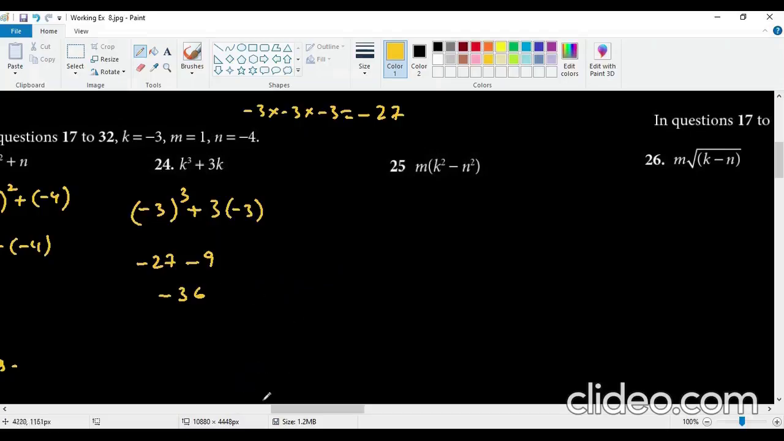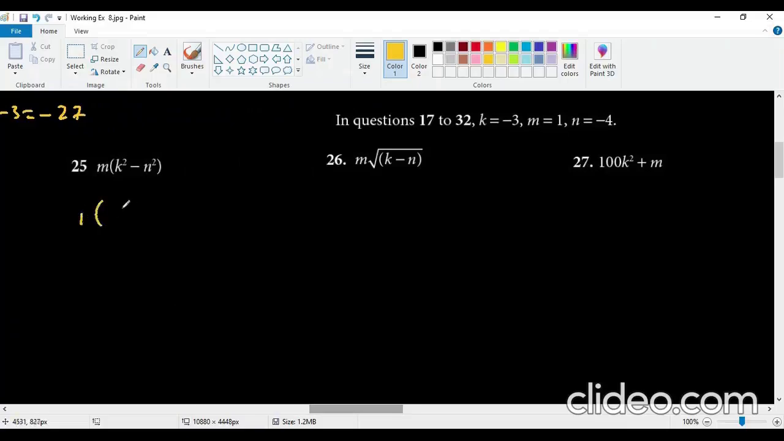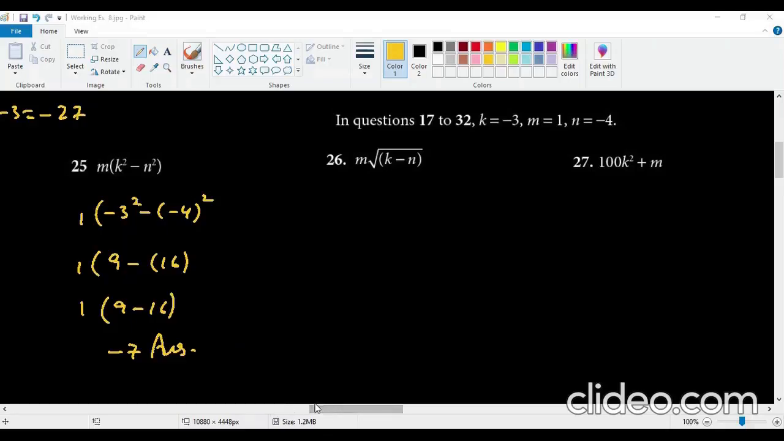Negative 36 is going to be your final answer. Now comes question number 25. M value is 1. K is negative 3 squared minus negative 4 squared. So that gives you 9 minus 16, which is going to give you minus 7 as an answer for this question.